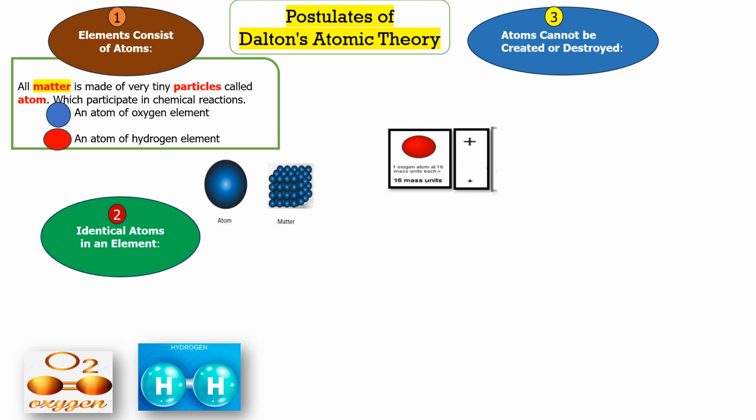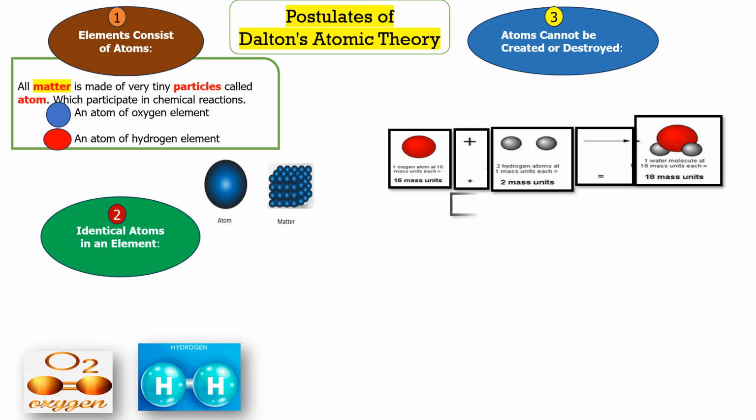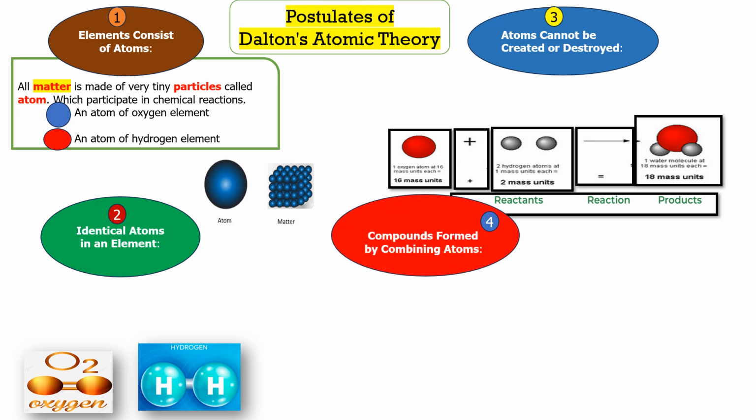Here 16 mass units of one oxygen atom, when combined with 2 mass units of 2 hydrogen atoms, gives 18 mass units of one water molecule. The number of mass units present in the reactant, you will get the same number in the product also. Here atoms cannot be created or destroyed, but they are rearranged, combined or separated in a chemical reaction to form new products.